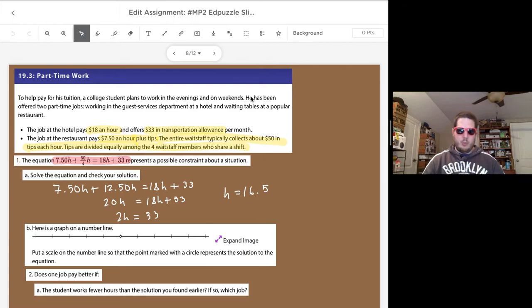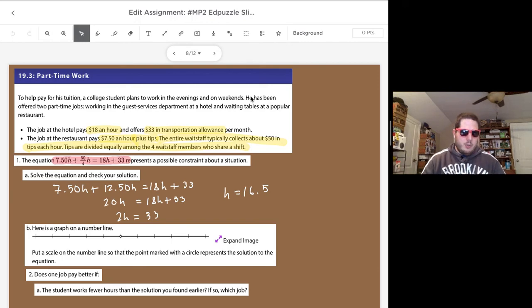So why don't you interpret that for me? Which of these statements do you think is telling me what 16.5 represents? Yes, so 16.5 is basically saying that that's the number of hours you could work per month, and it wouldn't matter which job you took. It would be the same amount of money.